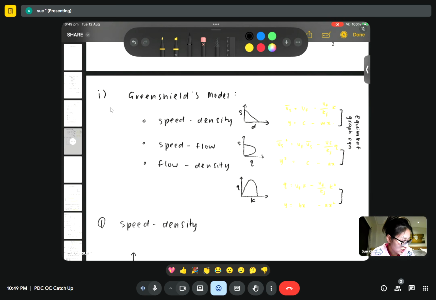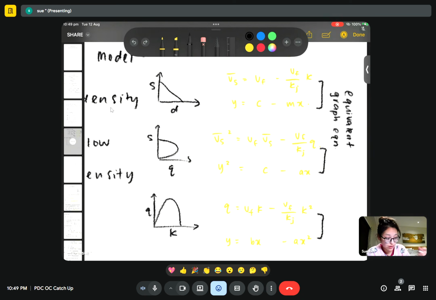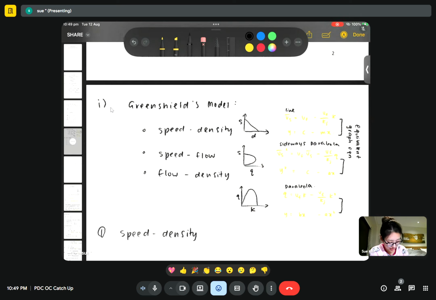And then in the lecture slides, you'll find that there are some formulas for these as well, like this. But what I like to think of them as is that they're literally just fancy ways of saying equation of a line, for this one, equation of a sideways parabola, and equation of a parabola. As I will show you in a second, I like to just use the normal equation of a line and parabola to find the equation for these ones.